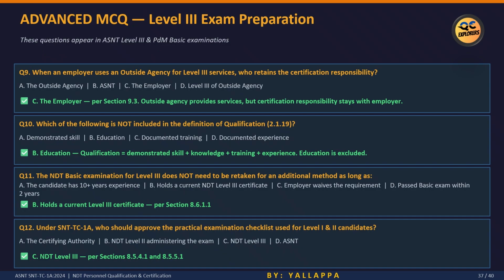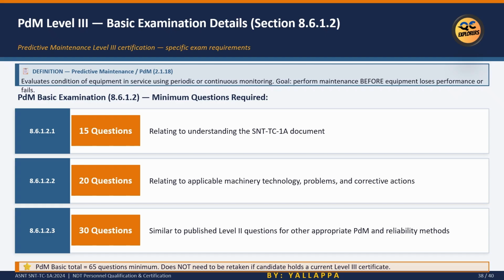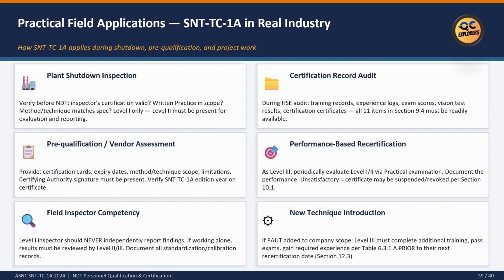The remaining slides contain advanced Level 3 MCQs, PDM examination details, and real industrial applications. These are extremely useful for shutdown inspections, vendor qualification, certification audits, and senior inspector interviews. I strongly recommend revising these sections multiple times before appearing for Level 3 examinations or refinery shutdown projects.